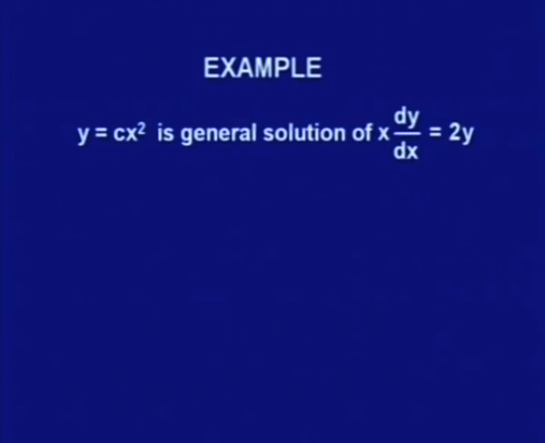So, now let us see this with the help of an example. Just now we had seen that y is equal to cx square is the general solution of x times dy over dx is equal to 2y.